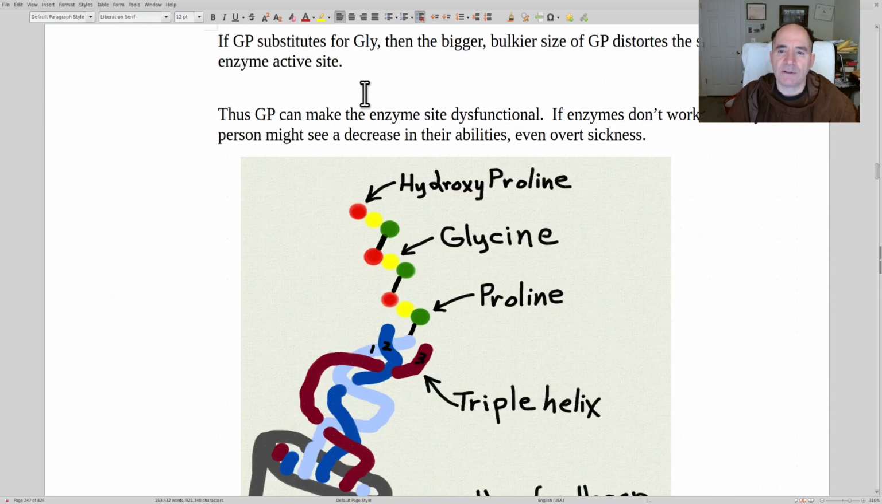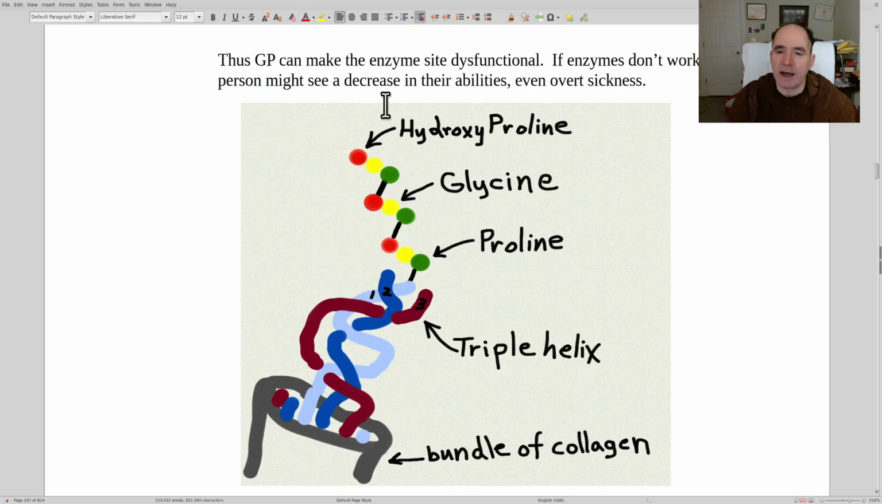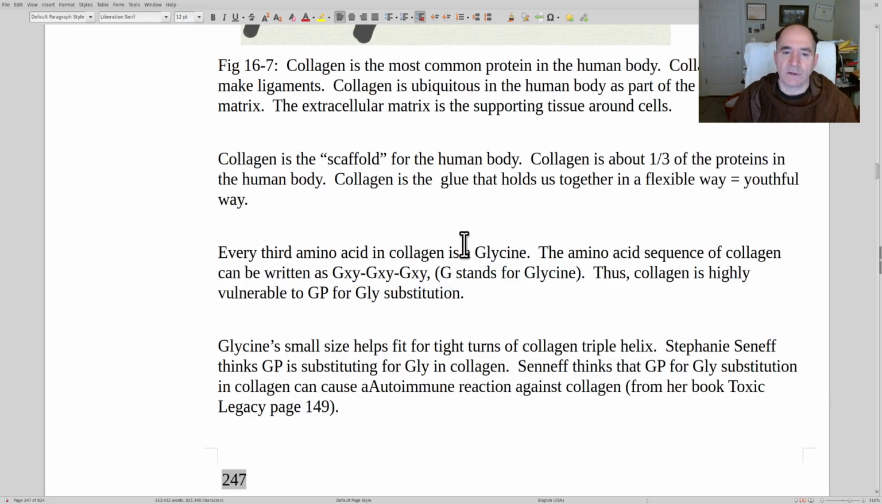Glyphosate can substitute for glycine, and it can damage collagen, because in collagen, every third residue is a glycine. So if you get this glyphosate substituting for that in multiple spots, it's going to distort the shape of it, because you have these individual fibers of collagen, and then three of them wrap around each other into a triple helix. So if the initial baseline fibers are all distorted by glyphosate for glycine substitutions, the whole thing's not going to hold together very well. And this is what the research that Stephanie sent us says, she's pretty sure is going on.